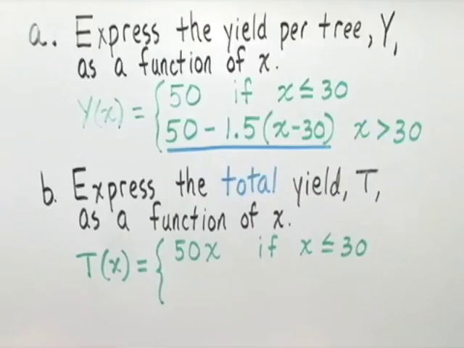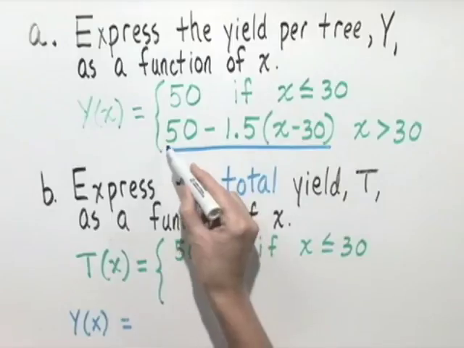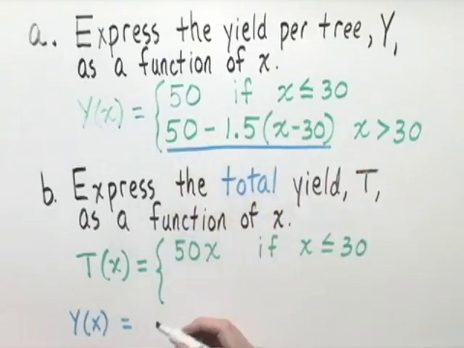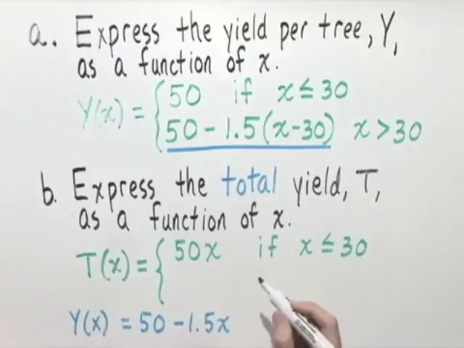Now, we need to multiply the second part of our piecewise function by x as well, but it's a good idea to simplify it first. So in order to simplify it, I'm going to simplify it down here. And I'm going to write y of x is equal to, I'm taking this line that I underlined in blue, and I'm going to simplify that. It's 50 minus 1.5x when I distribute.